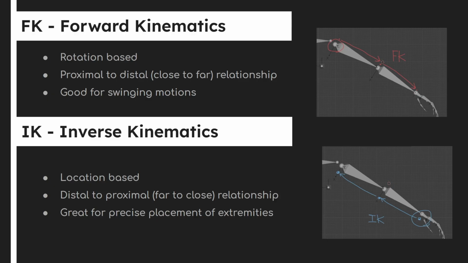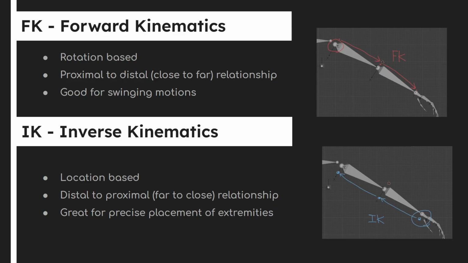And then IK is inverse kinematics, location-based, distal to proximal, meaning a far to close relationship. And it's great for precise placement of your extremities. So in this example, I drew from the hand to the elbow to the shoulder. So FK, your body works primarily like this. You just don't realize it most of the time because our bodies are so good at doing IK.